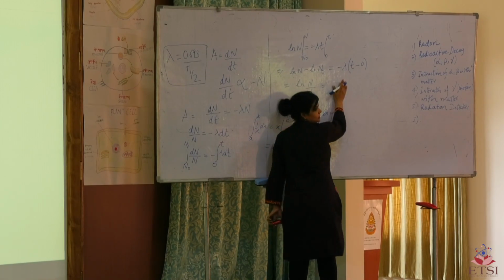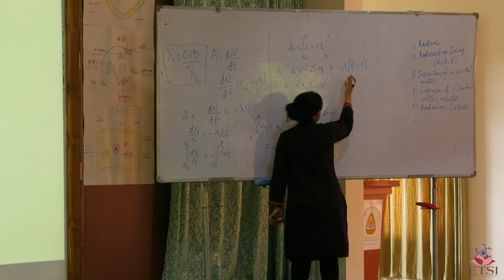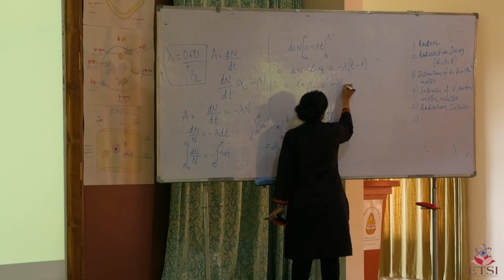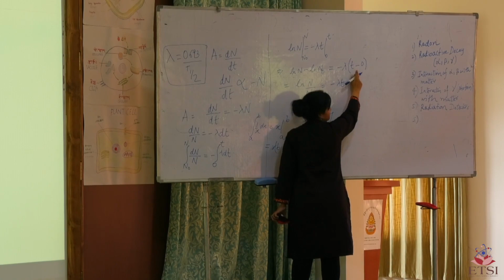So what will happen on the right side? It's just multiplication. Minus lambda times t is minus into minus.